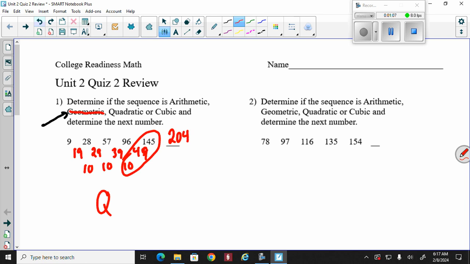All right, same thing. Is it geometric? I just look at the first two. Is there anything I can multiply 78 by to get to 97? And the answer is no, so that automatically eliminates geometric. So I just start finding my differences: 19, 19, 19. Hey, look at that, they're all 19. I only went down one level, so that's arithmetic. And then I just add these, and I get 173.